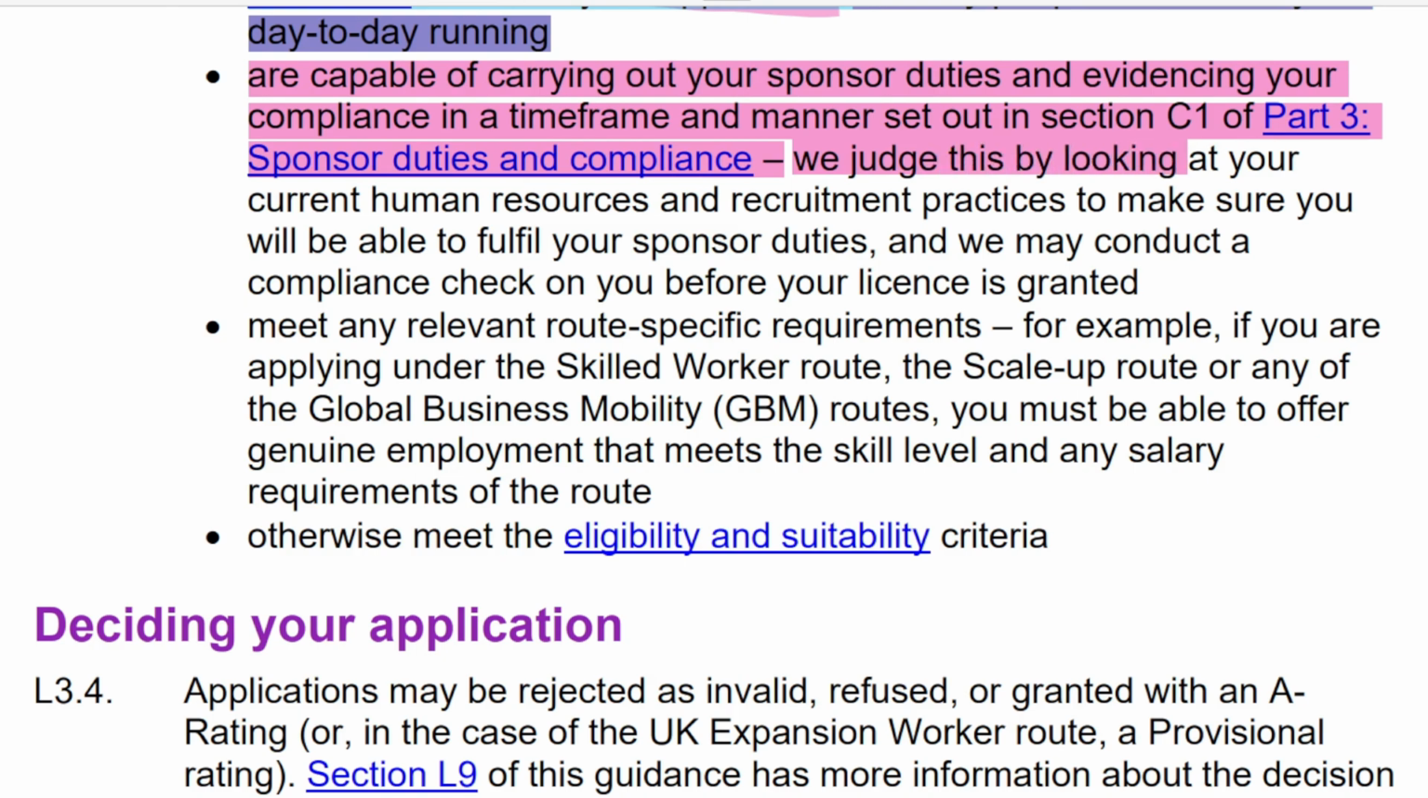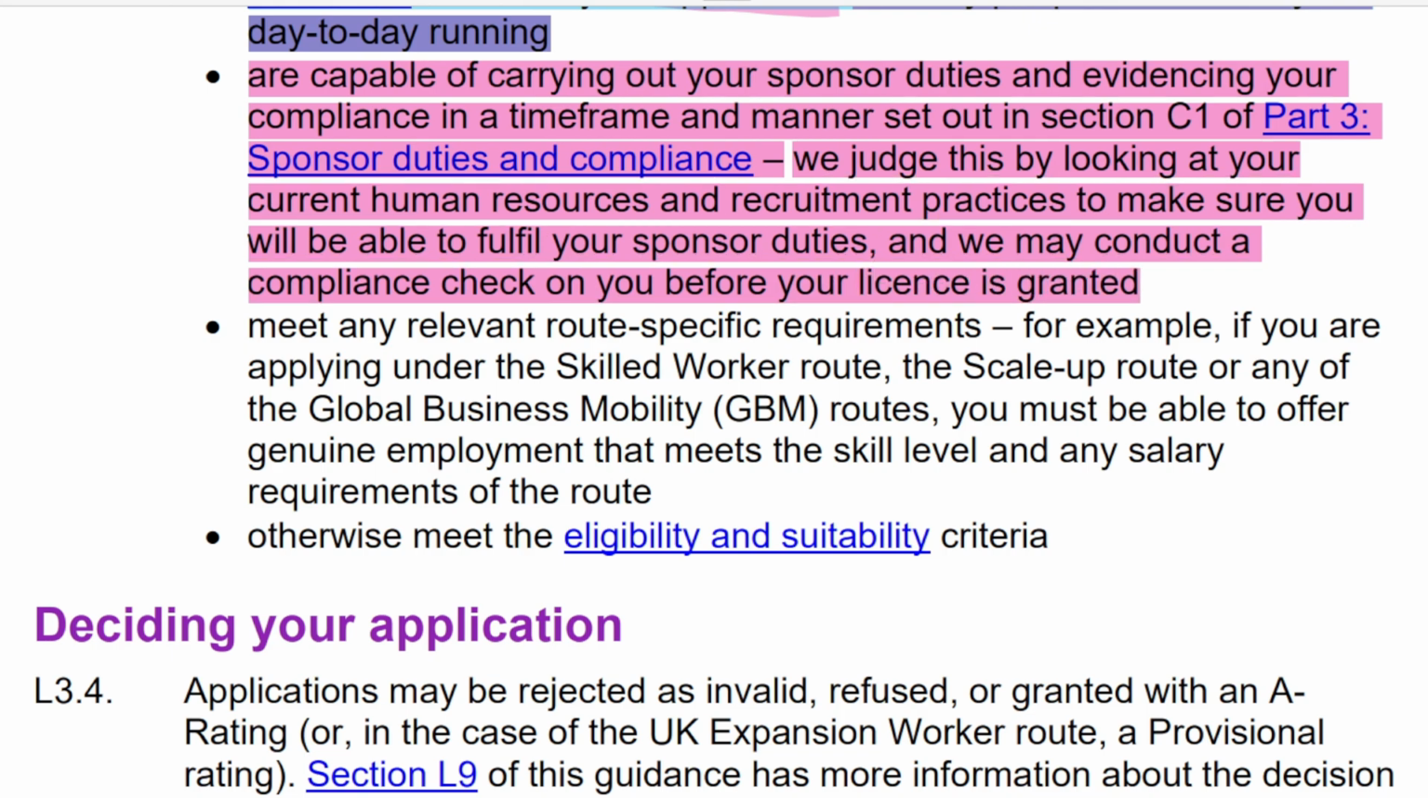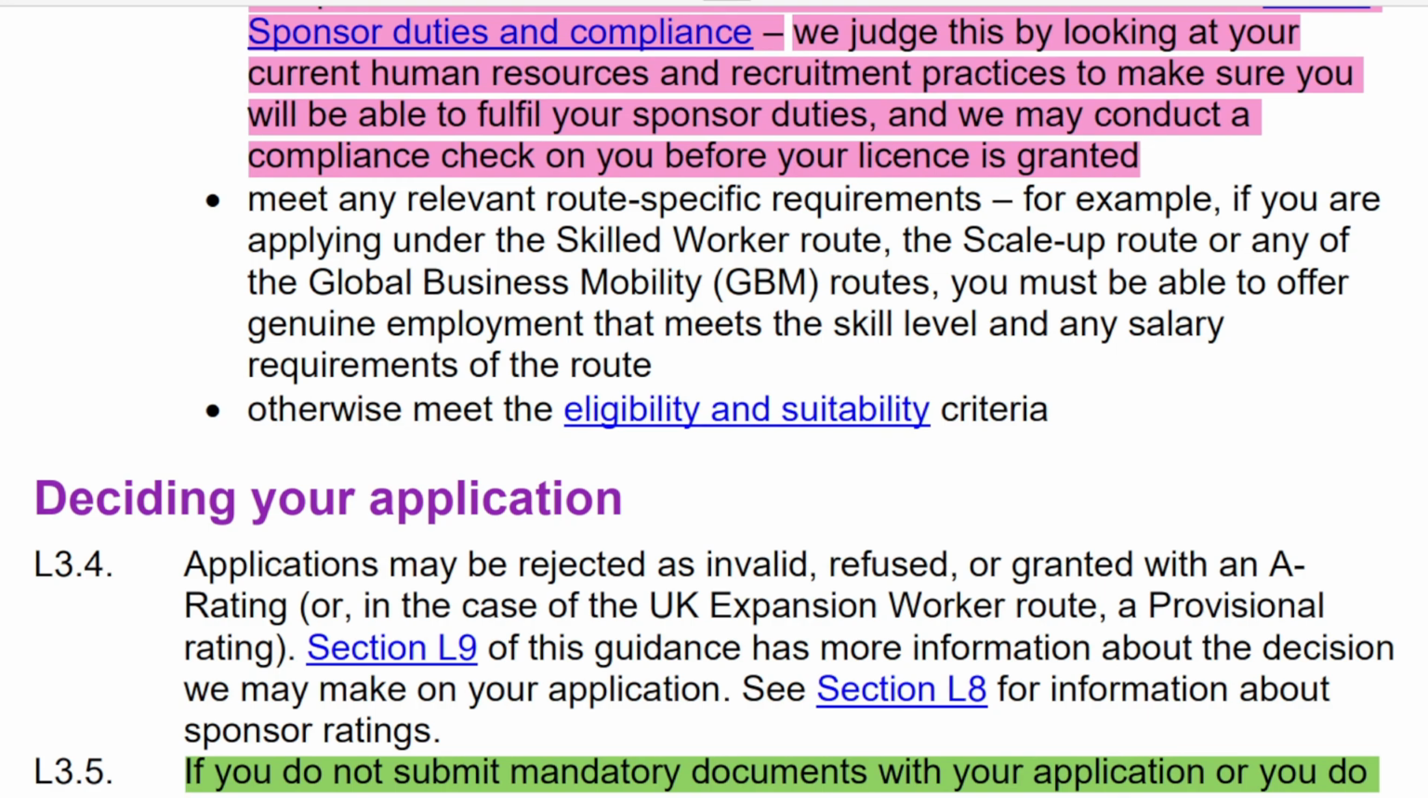We judge this by looking at your current human resources and recruitment practices to make sure you will be able to fulfill your sponsor duties. And we may conduct a compliance check on you before your license is granted. So the Home Office will do the compliance check, but it says may.